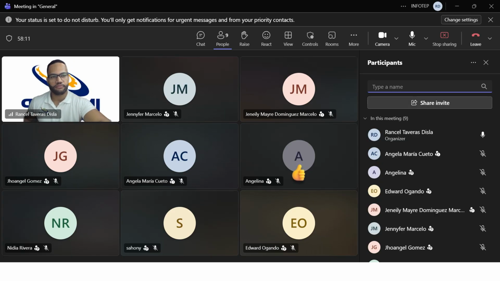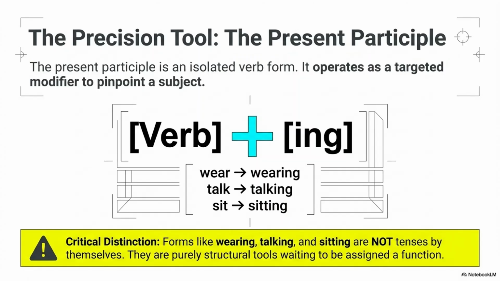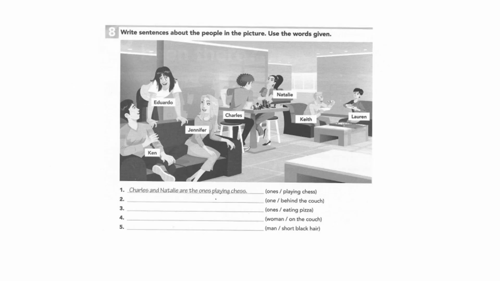Yes, teacher. Nice. Smart people. Clever students. Okay, so more homework before our reading. Here we have this exercise. Write sentences about the people in the picture. Use the words given. So here we have to look at the picture and identify what these people are doing. And based on that, I have to build sentences. For example, let's look at number one. We have here two words, ones and playing chess. If I look at the picture, the people playing chess are Charles and Natalie, right?